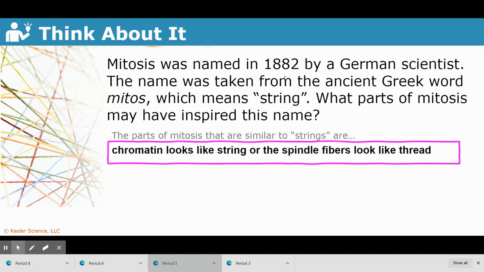So I thought maybe the chromatin, when it's unwound, looks like string, or the spindle fibers kind of look like real thin threads, and that's maybe why they use the term mitosis.